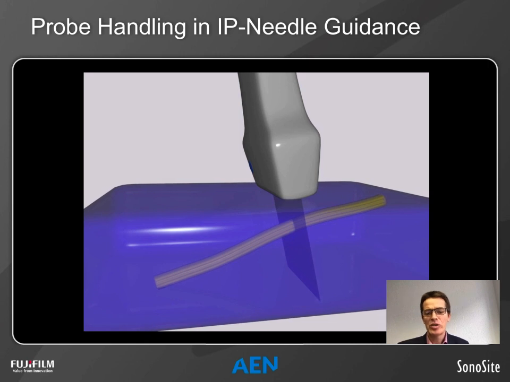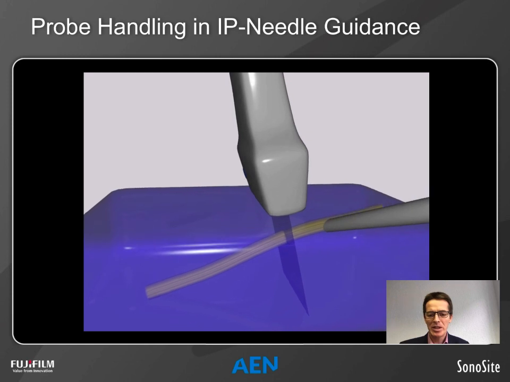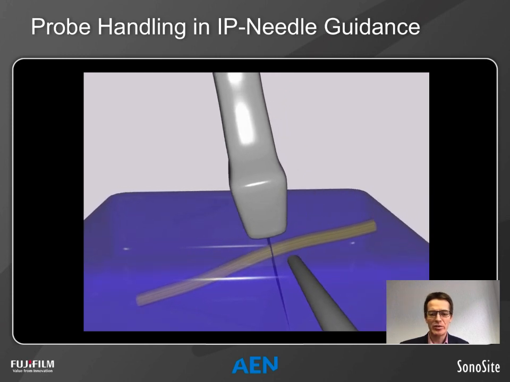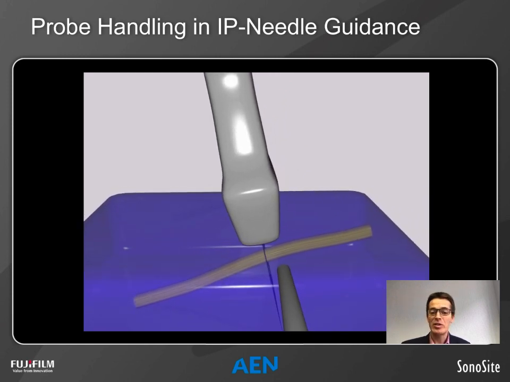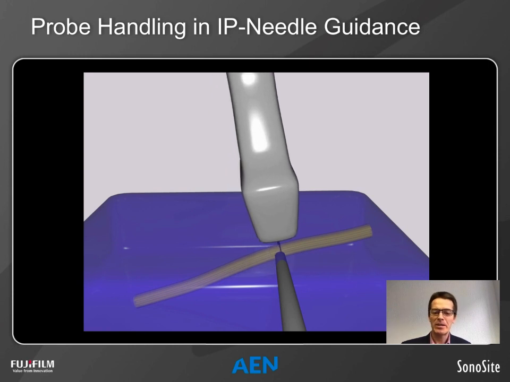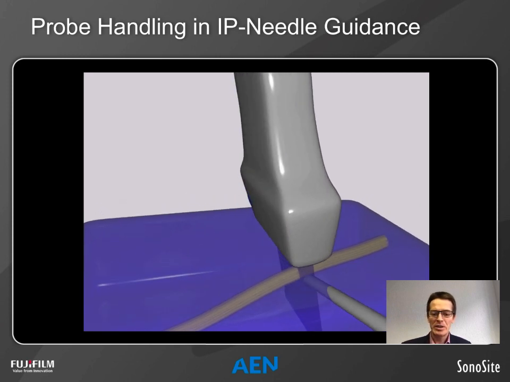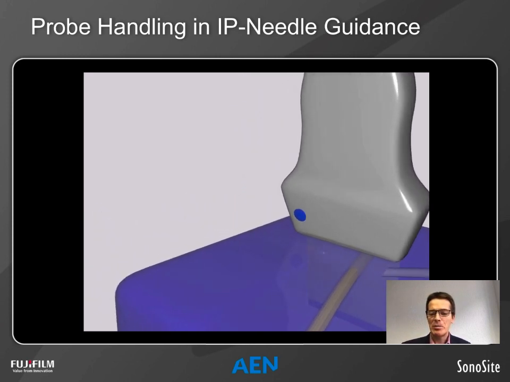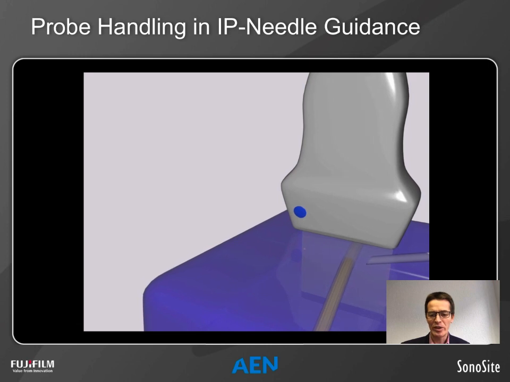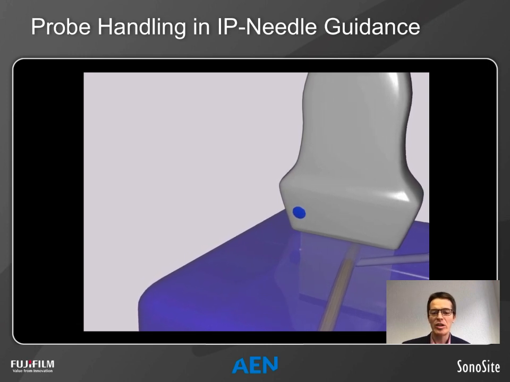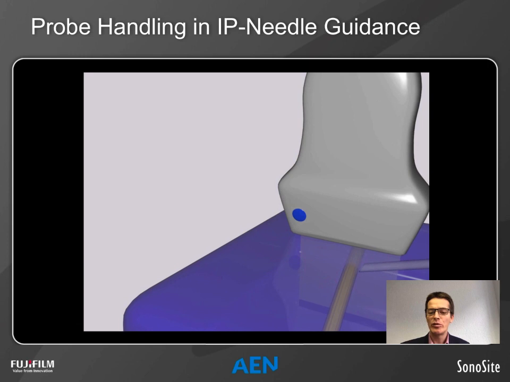And then, using a short axis and in-plane approach, it may be an issue that for some reason the needle is not in the scanning plane. So what do you do? Do you move the needle? If you tilt the probe, you may lose your image. So what you do instead is a little parallel sliding of the probe, keeping the angle. So you hopefully get a good image and a good identification of the needle for a safe approach towards the nerve.